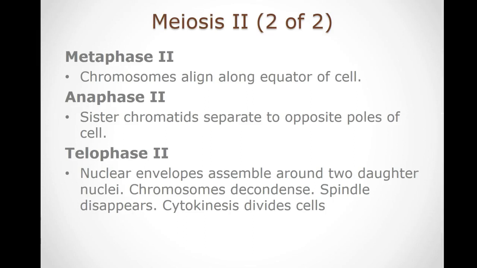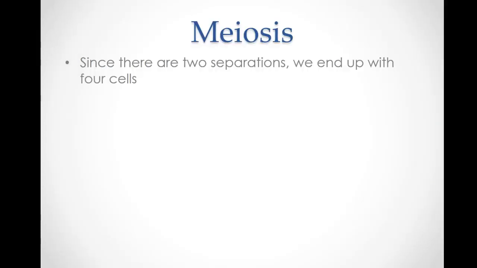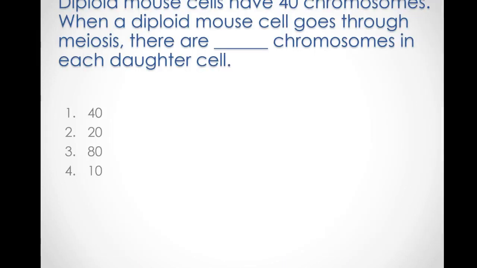So again, prophase, metaphase, anaphase, telophase. Okay, as far as meiosis 2 is concerned, it's just like mitosis, separating sister chromatids. So again, since there are 2 separations, we end up with 4 cells.